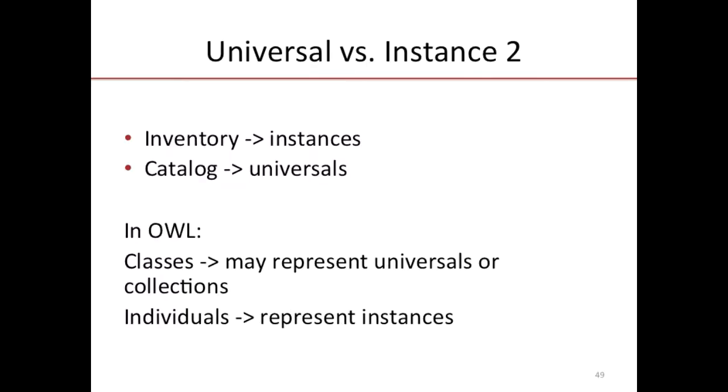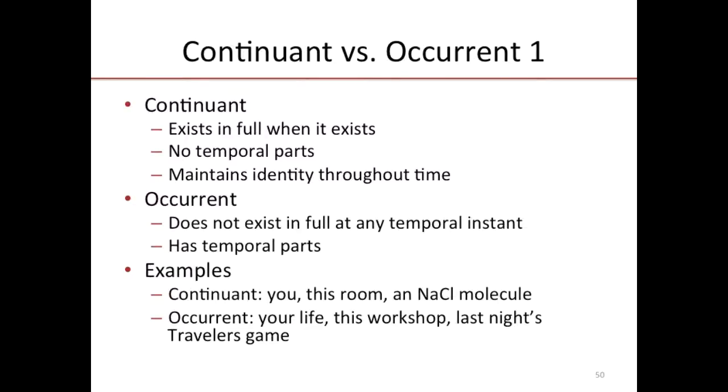In our ontologies, classes usually represent either universals or collections of things, like all the people in this room, and individuals represent instances. Okay.